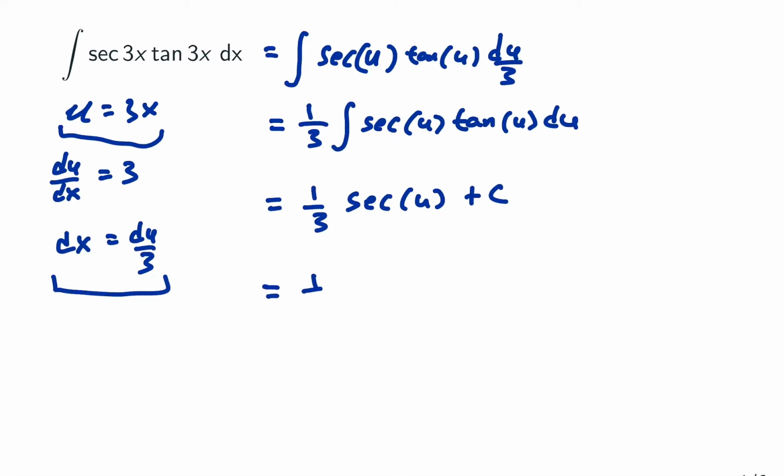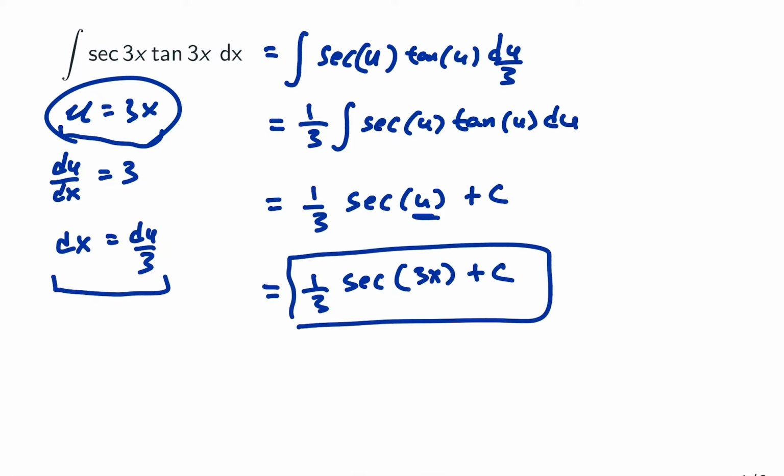Okay, and actually for the final answer, we have to plug in what u is, which is this right here. So it's secant 3x plus c. So this is our final answer. We can always check our answer by taking the derivative of this. Then we should get this inside right here.